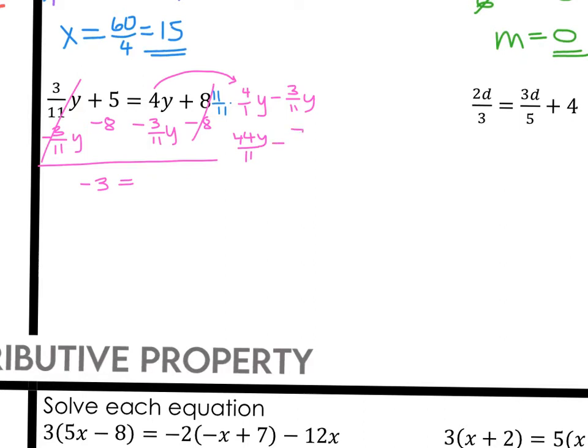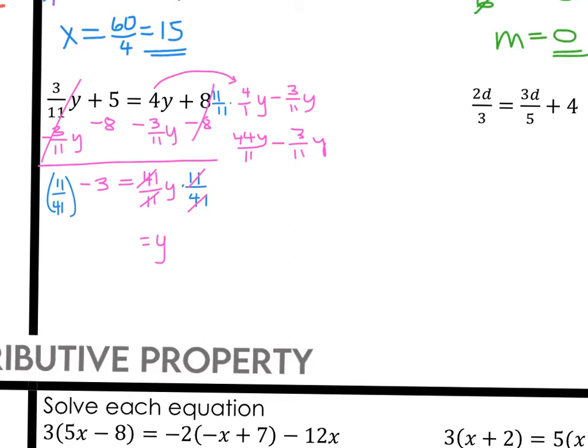And now if we subtract 3/11ths, 44 minus 3 becomes 41. We should then have 41/11ths y on the right-hand side. Now to continue solving for y, since we're multiplying by a fraction, multiplying by the reciprocal will cancel the fraction out. And if we do that on the right, we also need to do that on the left. So over on that right-hand side, the 11s cancel, the 41s cancel, giving us plain y, which is what we wanted.